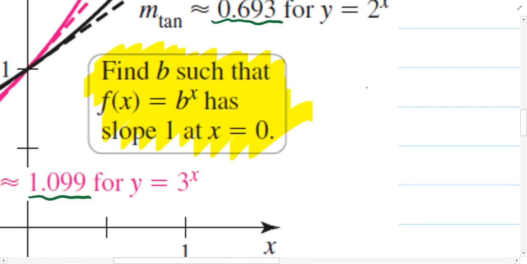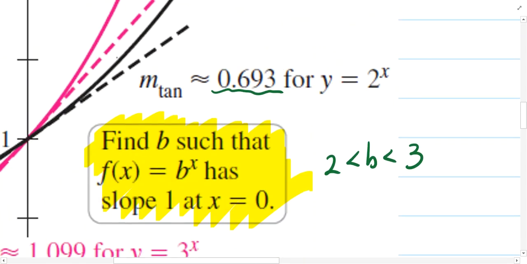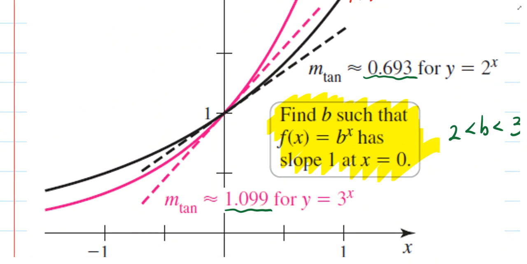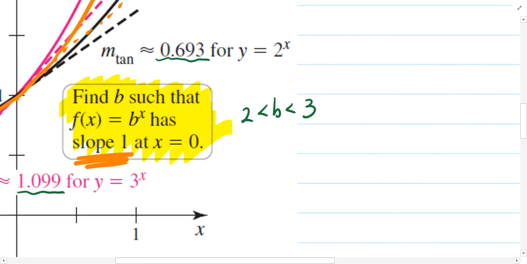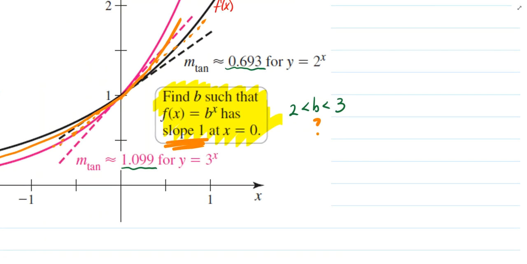Can we find a number, a base value, somewhere between 2 and 3 so that the slope of this dotted line, the slope of the curve, is exactly 1? Is there another exponential curve somewhere in between those two so that its dotted line has a slope of precisely, exactly 1? Is there a number in between there? Well, as it turns out, there is. There's a precise number between 2 and 3.